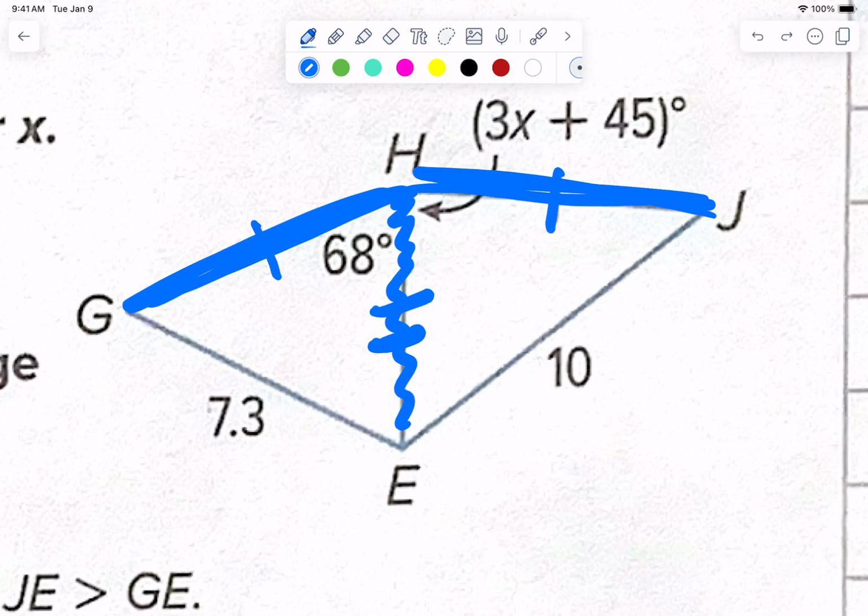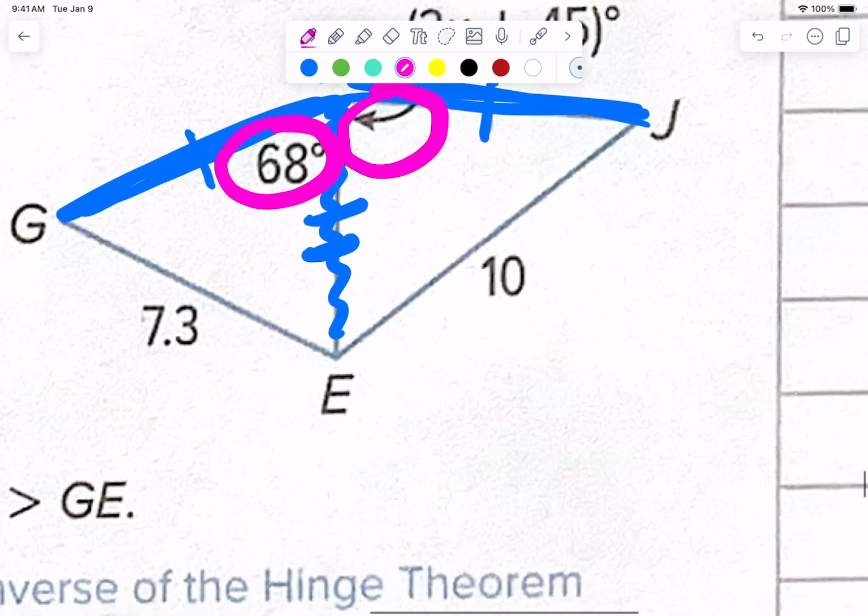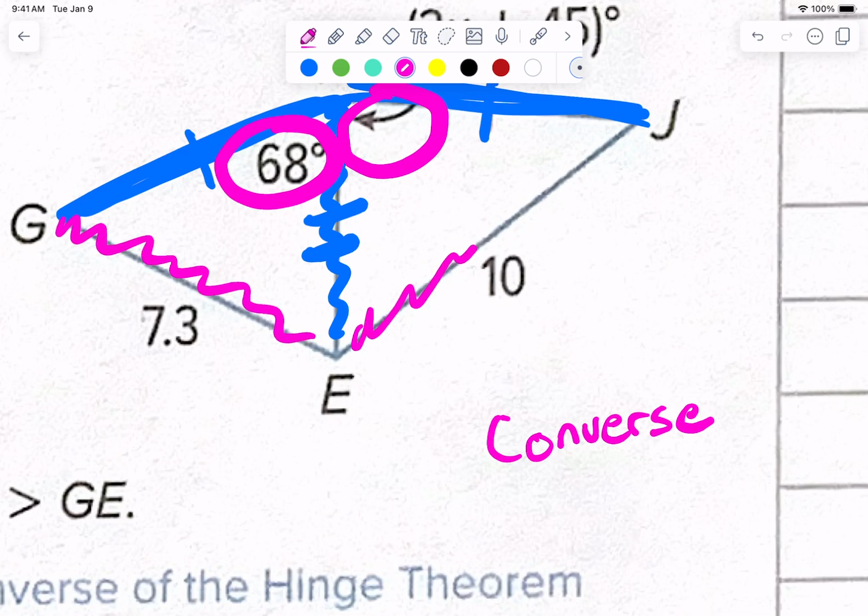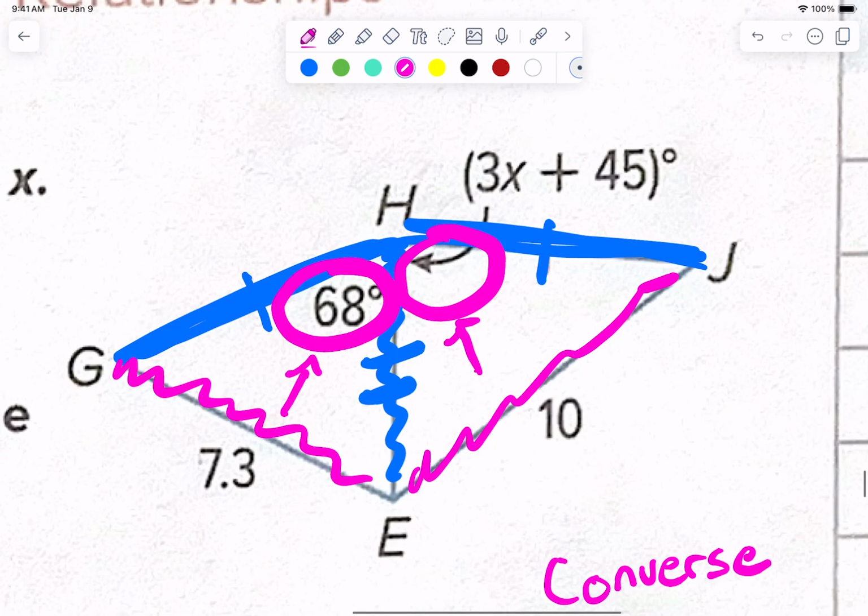Now I can compare the angles, right? So this one is this angle and this angle. That's what we're comparing. This is something called the converse of the hinge theorem, because now they're giving me the sides that we're looking at, and now they're telling us what the angles are compared to each other, right? So 7.3 and 10, which angle is going to be bigger? 10. The one across from 10, the one that we don't know, right?